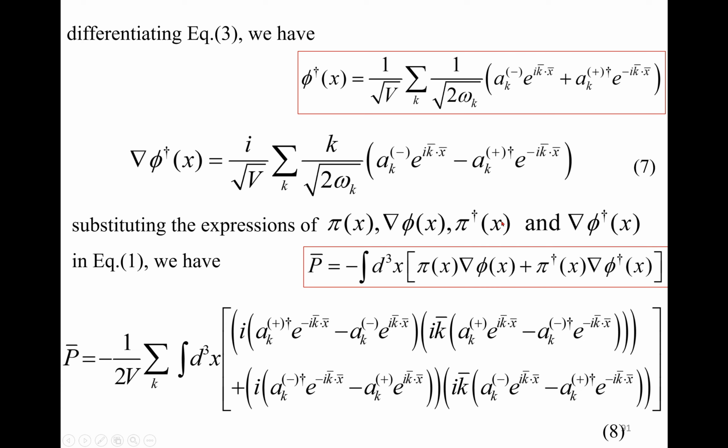Now we are going to substitute these expressions here in equation 1. So equation 1 is given by this equation, and just to substitute all the expressions, your pi, del phi, pi dagger, del phi dagger, we will get equation 8. So you look at the equation now, you have P vector, which is nothing but your momentum, which is given by just the pi of x and del phi of x.